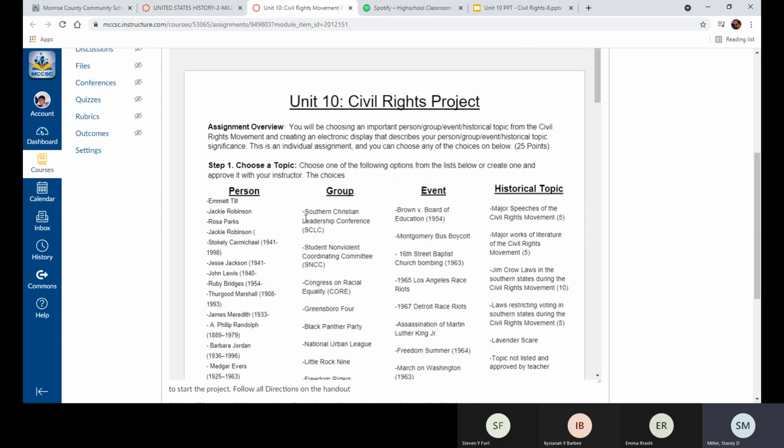Does that make sense? It's really not that in-depth of a project, it's more so just getting you some background knowledge on some of these different people and events.